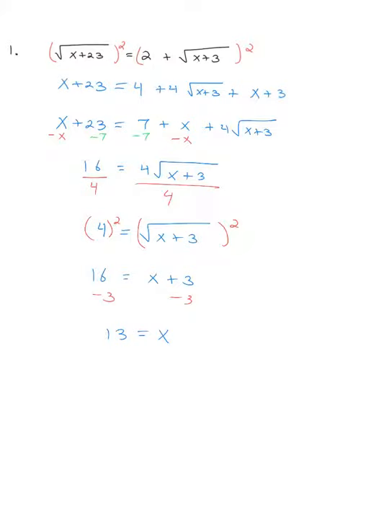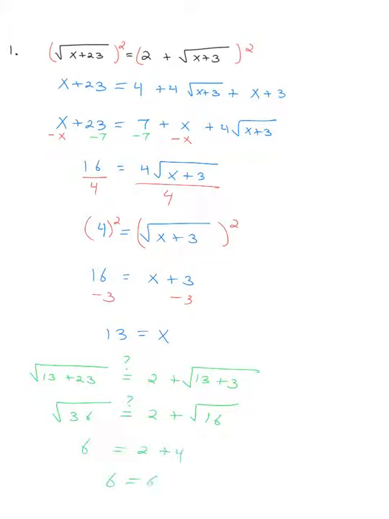It's a good question to consider. Let's check it. That's the square root of 13 plus 23. Is that equal to 2 plus the square root of 13 plus 3? Is this a true statement? Okay, so on the left, we get the square root of 36. On the right, we have 2 plus the square root of 16. Is 6 equal to 2 plus 4? It certainly is. 6 is equal to 6. That is true. And therefore, 13 is the only solution to the original equation.